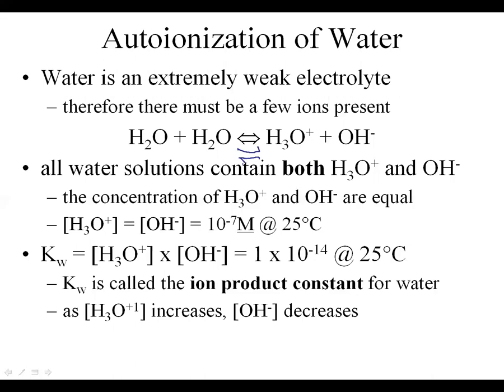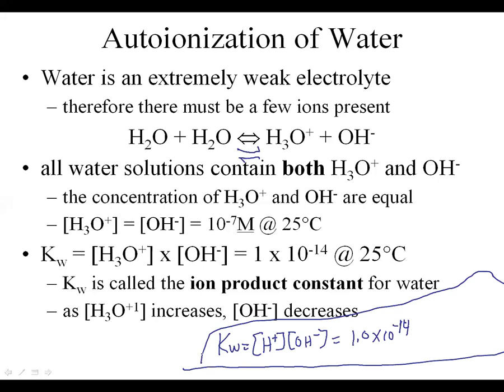And we get an expression that you do need to know, which is that KW equals the concentration of H plus times the concentration of OH minus. And that equals a constant, which is 1 times 10 to the minus 14. And that is a constant for 25 degrees Celsius. By the way, it does kind of change with temperature. But for our purposes in this class, and probably most chemistry classes that you take, usually 25 degrees Celsius is what you're dealing with. So it's pretty much a constant that you'd use in most cases.